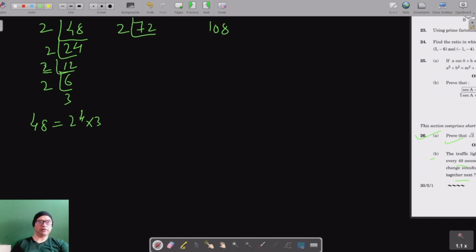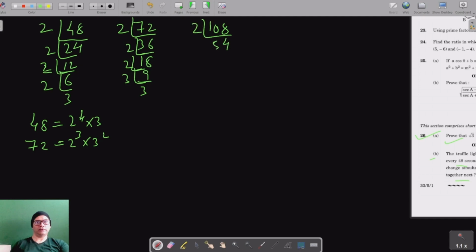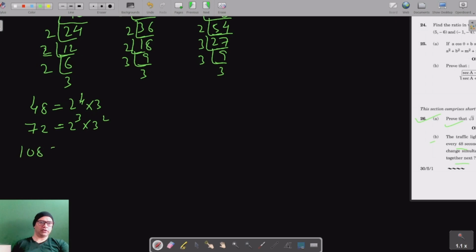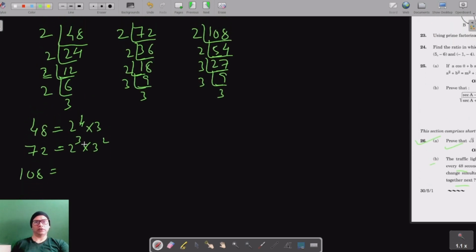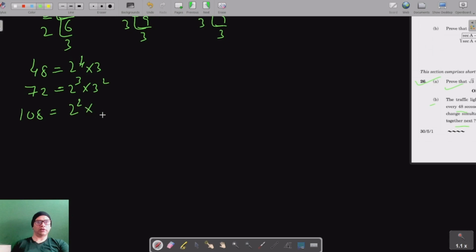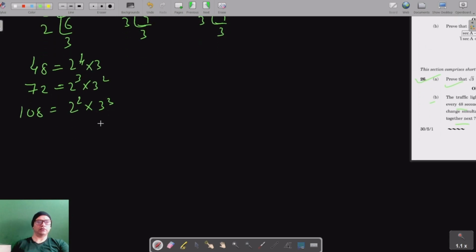And 72, if we divide it by 2, this is 36, 18, 9 and 3, 3. So 72 is equal to 2 cubed into 3 squared. And 108 is 54, 27, and 3 nines are 27, and 3 threes are 9. So 108 is equal to 2 squared into 3 cubed.